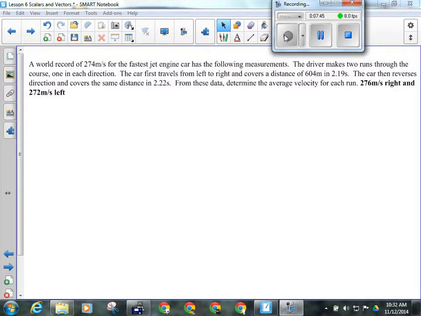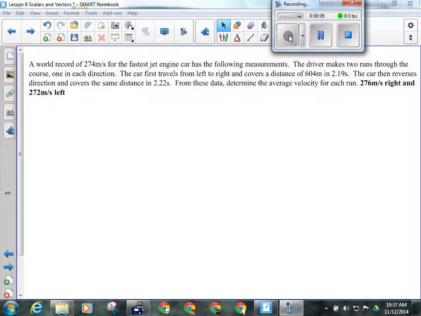Okay, guys, for question number 3, just to eliminate some confusion, it's 2 separate calculations. It wants you to calculate the speed on the way out and the speed on the way back. The distance is the same in both cases, 604 meters, but on the way out, it's only 2.19 seconds. On the way back, it takes longer, 2.2. So it's just 2 separate calculations for that one.